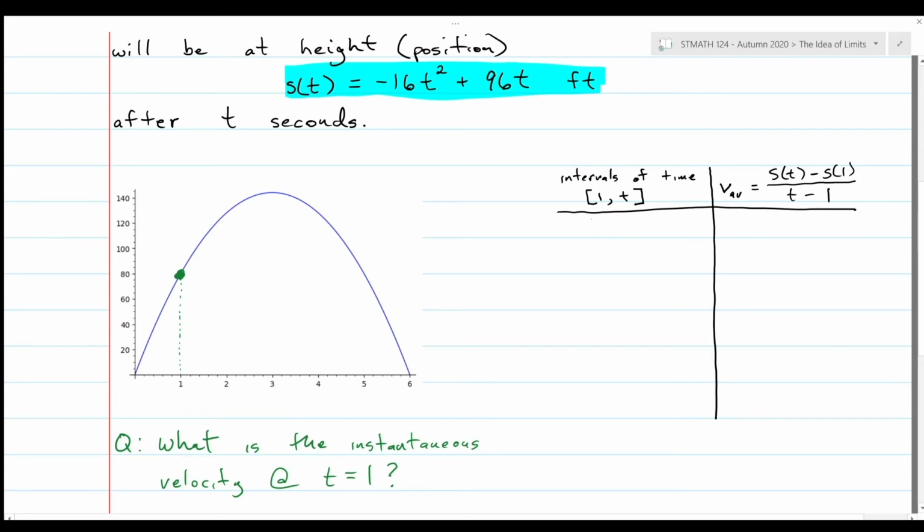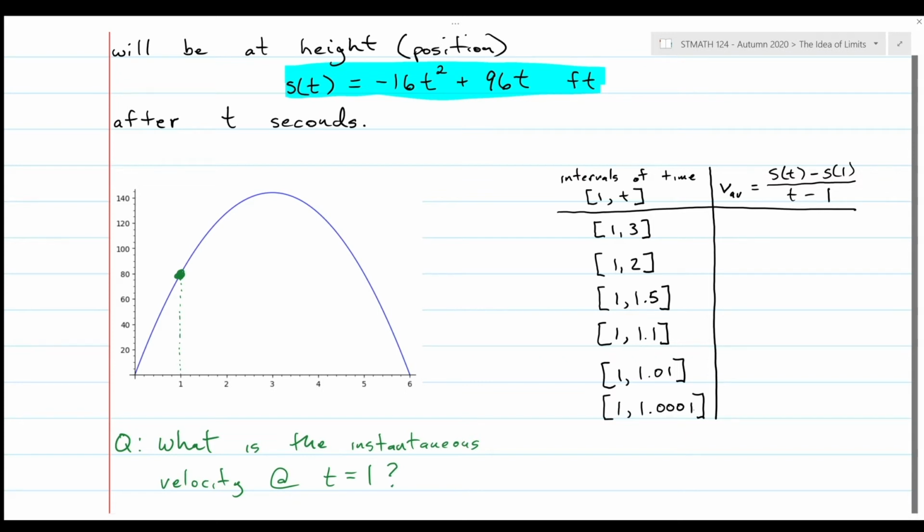In this table, let me put in a few values here. Let's go maybe 1 to 3, 1 to 2, 1 to 1.5, 1 to 1.1, 1 to 1.01, and maybe I'll do one last one here, 1 to 1.0001.